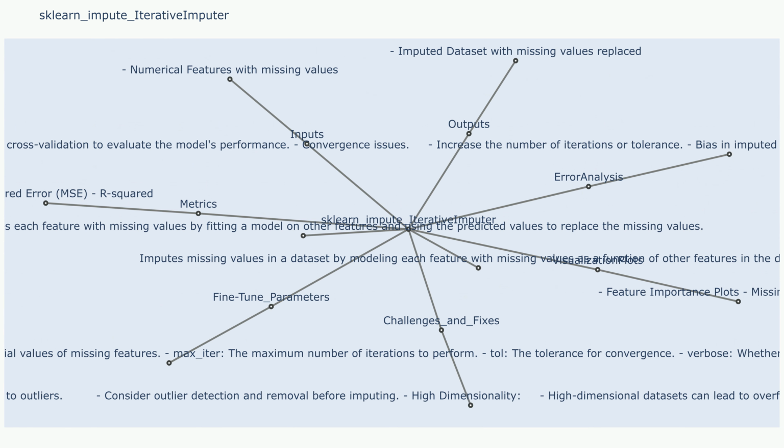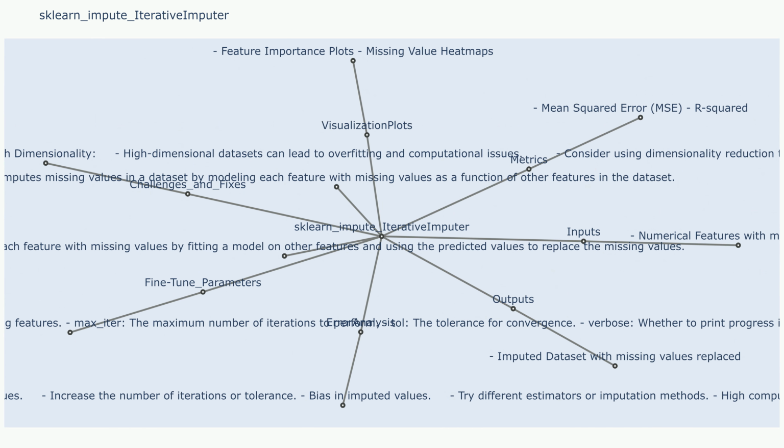Challenge 2. Computational cost. Sample use case that resulted in challenge 2: imputing a large dataset with many missing values, using a complex estimator and a large number of iterations. Fixes to challenge 2. Feature selection. Selecting only the most relevant features for imputation can reduce the computational complexity.